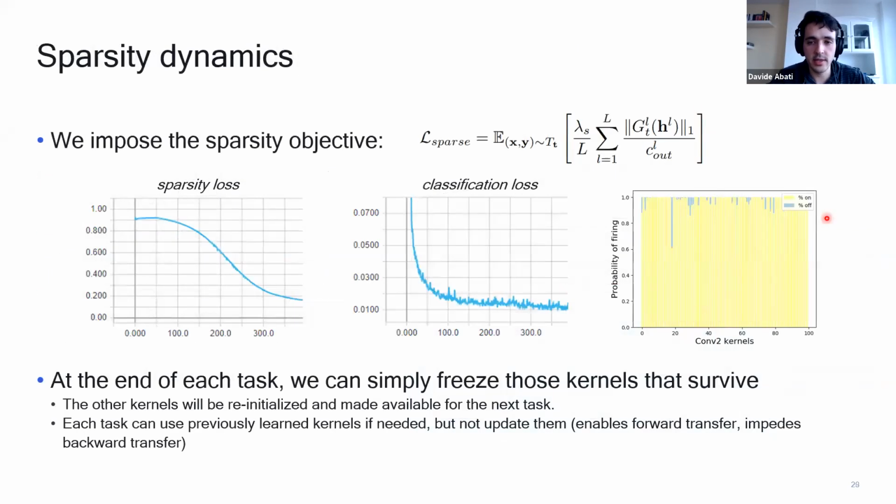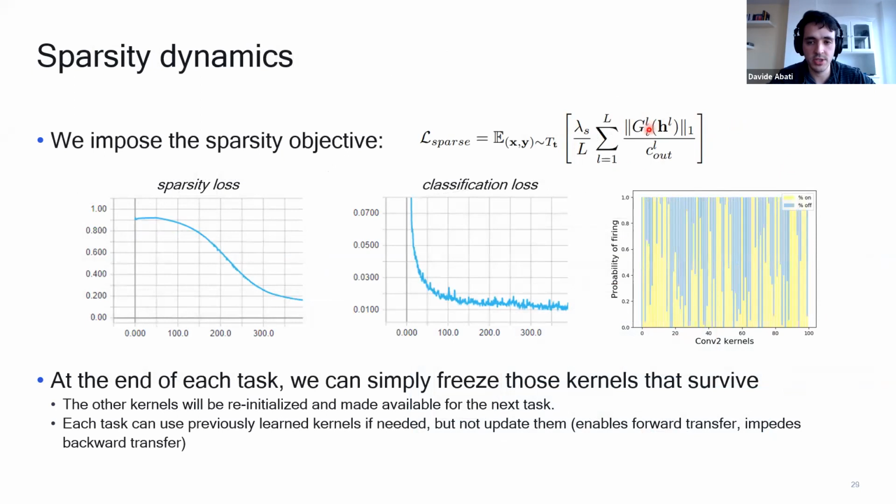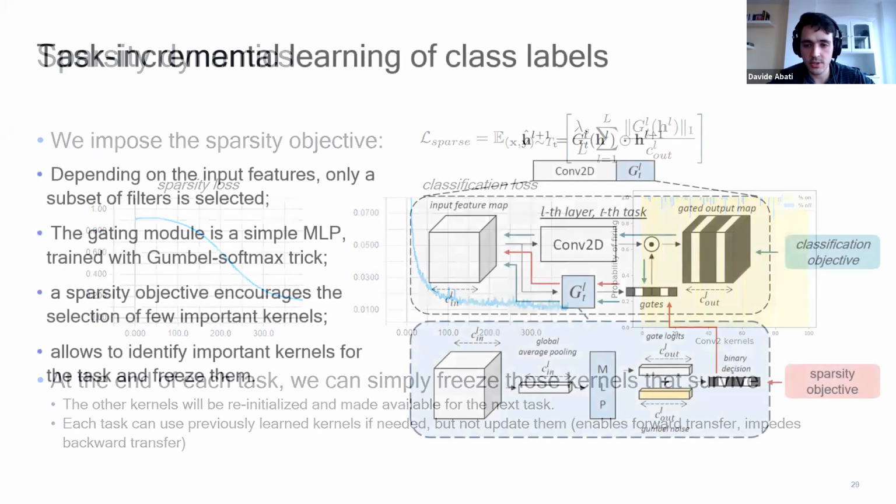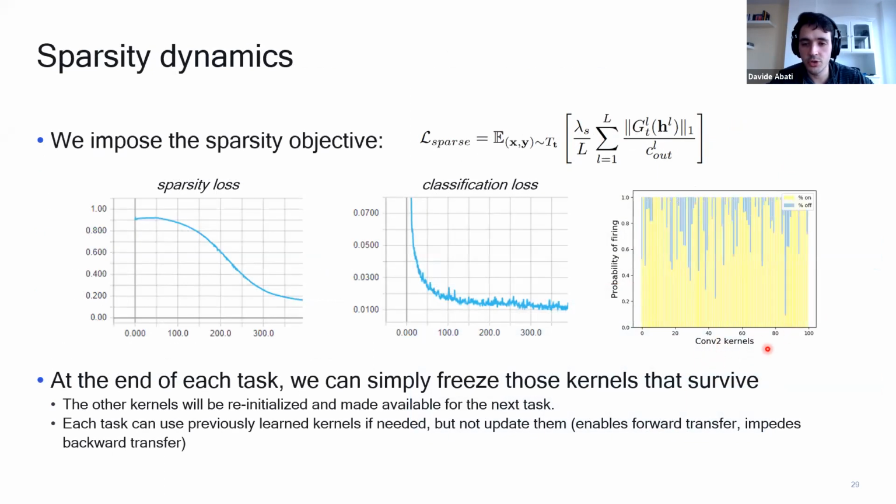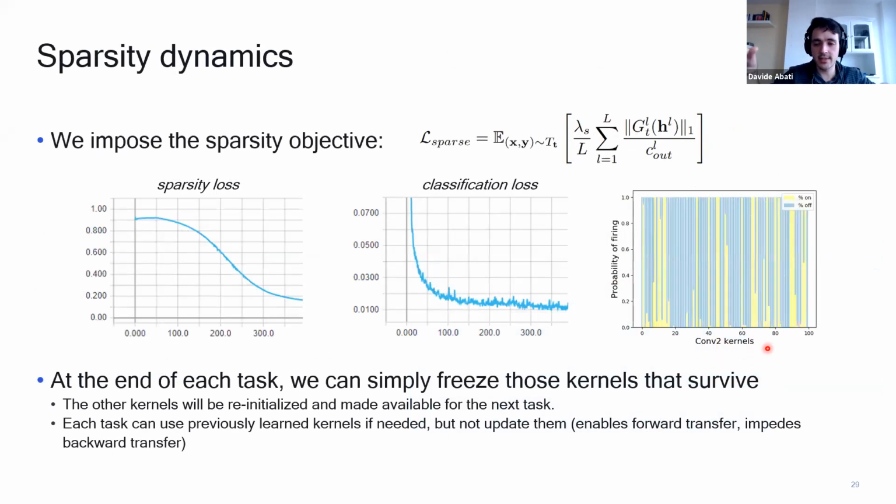So this is the sparsity objective, which is just an L1 normalized by the number of filters. As the training goes, you can see, let me just show it once again, here is the probability of firing for a specific convolutional kernel. The gates get sparsified, the kernels get sparsified. So we have 100 kernels available.